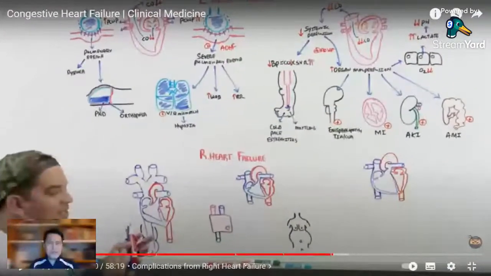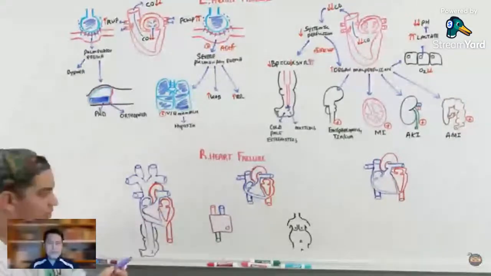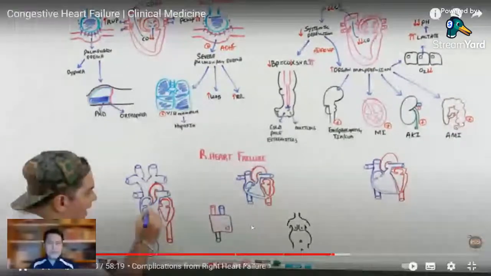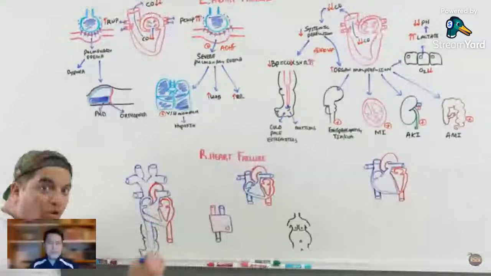Whenever the right heart is damaged, what happens is, again, the concept here is that it's either you can't fill it or you can't get blood out of it, right? So that's either one of those concepts. You can get blood in or you can't get blood out of it.